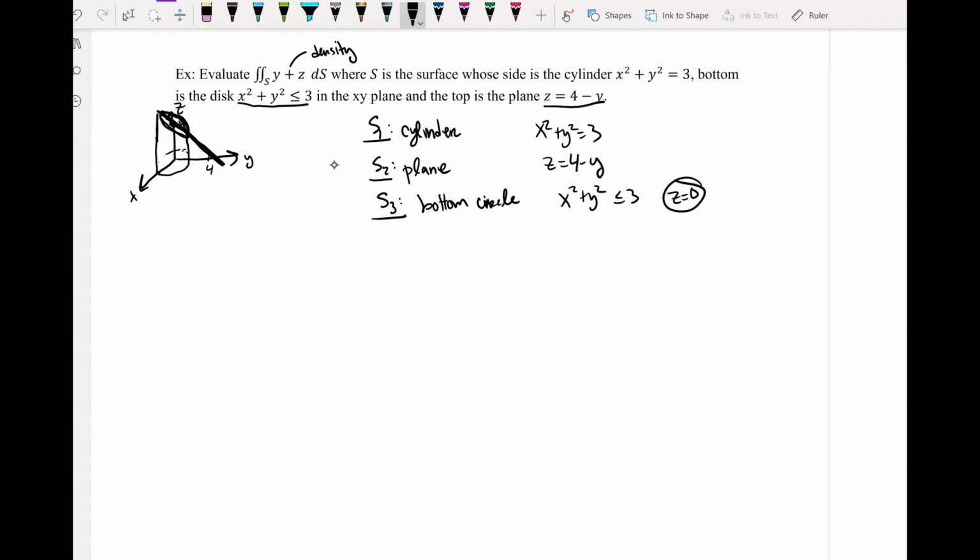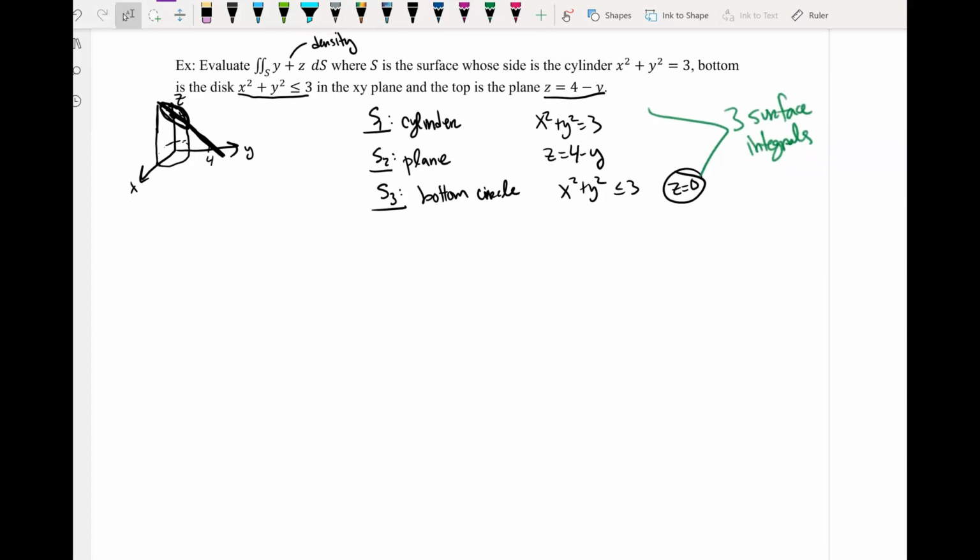All right. So the only thing that we really have to be careful with is that there are 3 different surfaces that we have to deal with. It's not just one surface like it was before with a plane. Now we have to deal with 3 of them separately. So this problem is going to be terrible because you have to do 3 surface integrals. Okay, so let's go ahead and just start it.